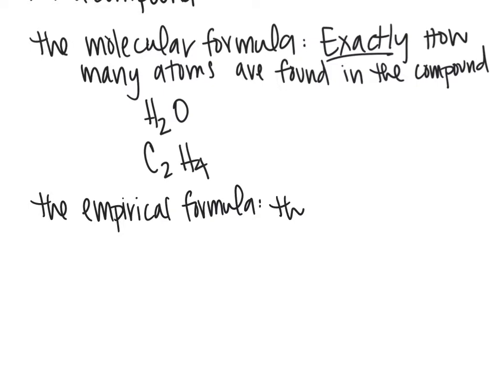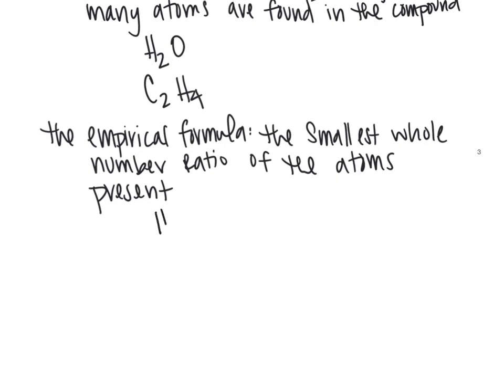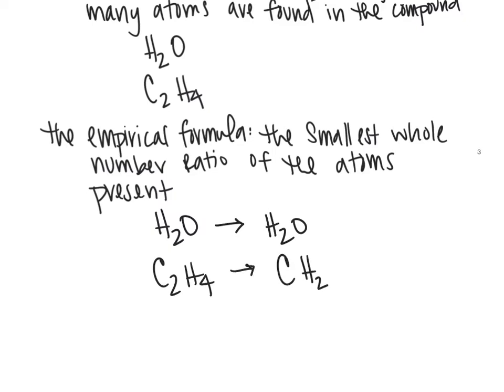This is the smallest whole number ratio of the atoms present. If we look at the examples above, for H2O, the empirical formula is exactly the same. It's still H2O. For C2H4, the empirical formula is actually CH2. So it tells you that the base unit is 1 carbon and 2 hydrogens.